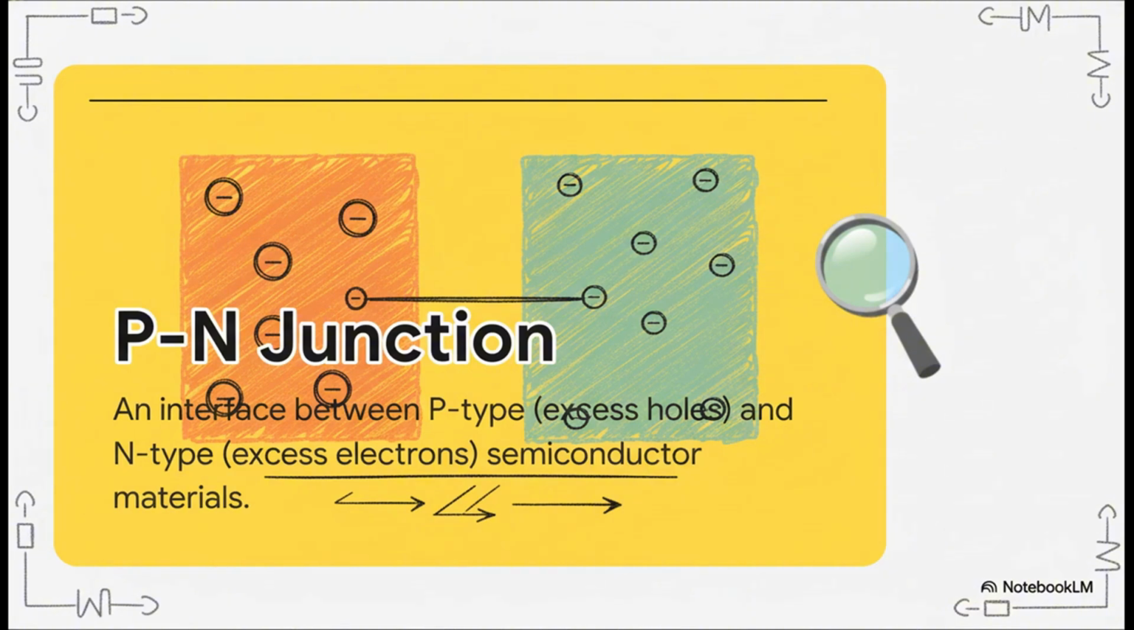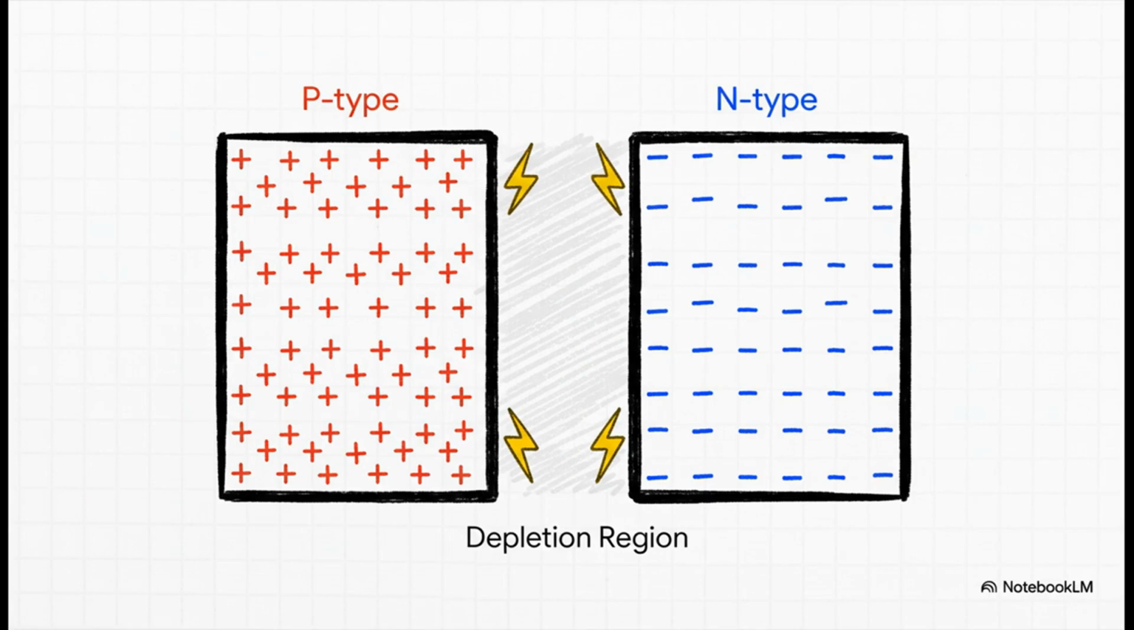It all begins with something called a p-n junction. This is just where two different materials meet. And when they do, they form a natural barrier, the depletion region, which stops electricity in its tracks.